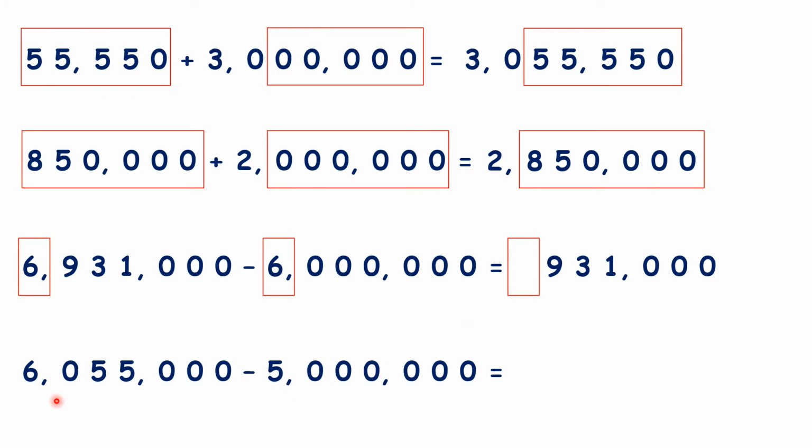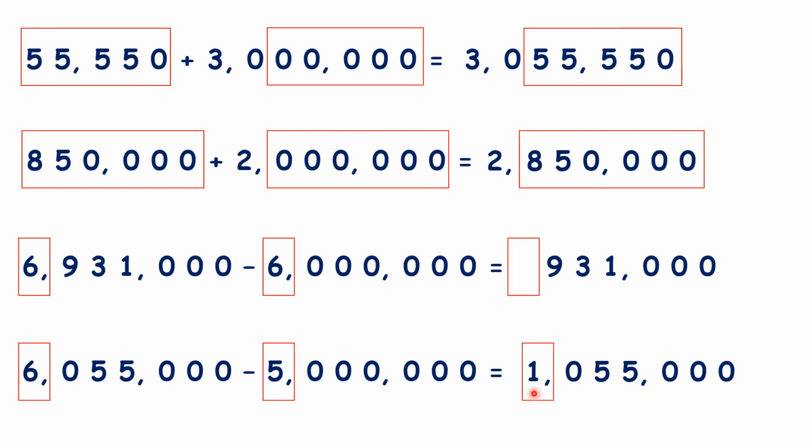So what is 6,055,000 minus 5 million? We're subtracting 5 of our 6 millions, so our answer is 1,055,000. So now we have a 1 in our millions place value column, and all the other digits stay the same.